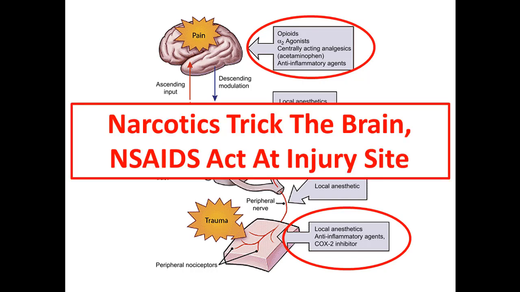So narcotics are going to be acting directly on the receptors in the brain that are telling your brain that your body is hurting, whereas NSAIDs are going to act directly at the injury site to stop the inflammatory cascade. And when I say NSAIDs, I'm talking about ibuprofen, Tylenol, and Toradol, which are our pain control options for the field.